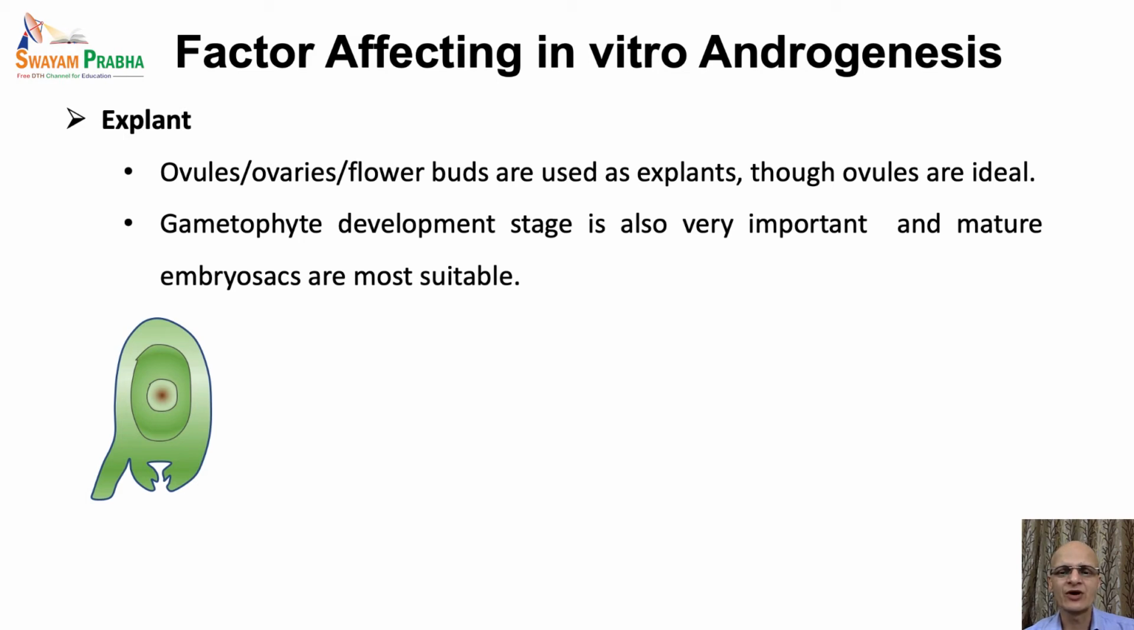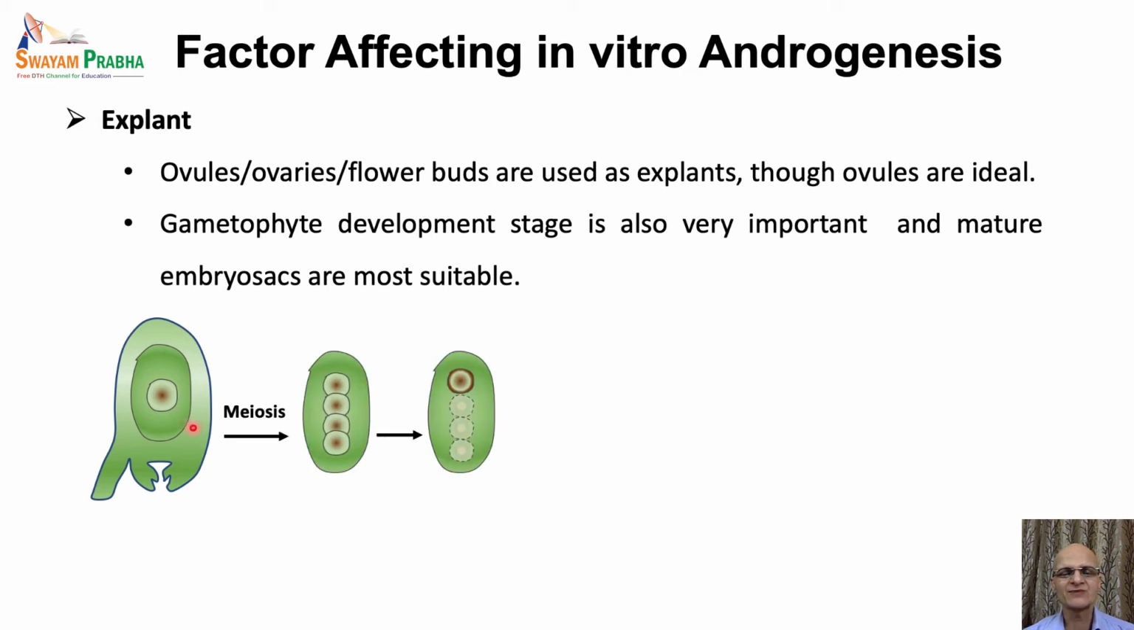Let's have a quick look at the development of the female gametophyte in angiosperms. The female gametophyte develops inside the ovules. Each ovule typically has a single megaspore mother cell. The megaspore mother cell undergoes meiosis to generate 4 haploid cells. Usually 3 of these haploid cells degenerate, and the one which is left becomes the functional megaspore.